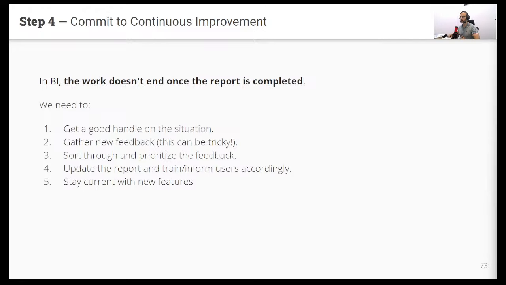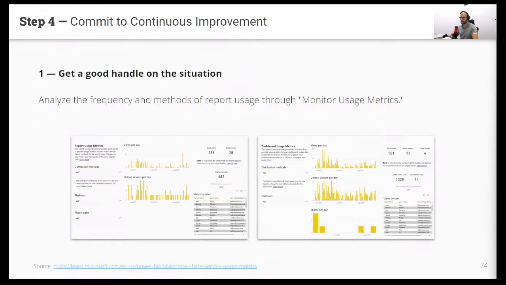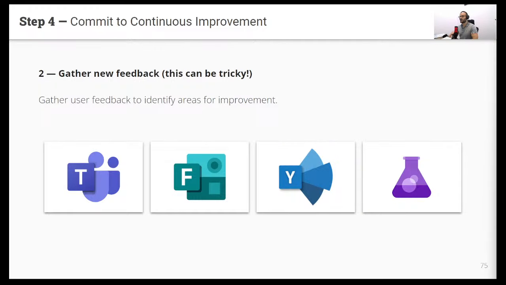And we always need to figure out what is happening with the software we're using, with the data, how to handle data, with the communities we are in, and so on. So looking at the situation, we can use monitoring usage metrics in Power BI, and there are probably similar things in Tableau and Qlik and other platforms as well. We can use these apps to collect feedback.